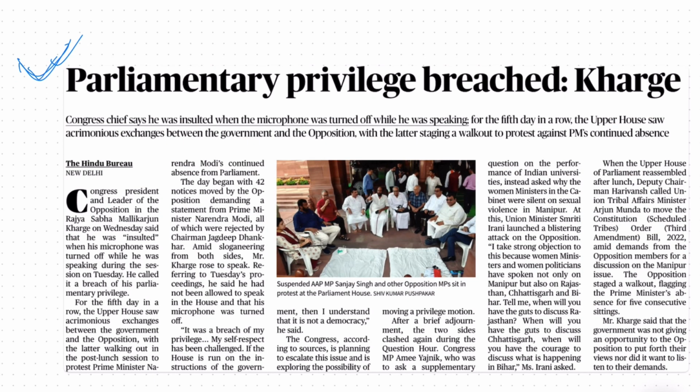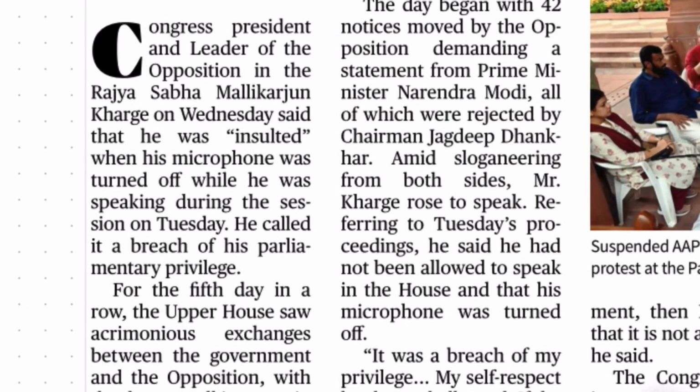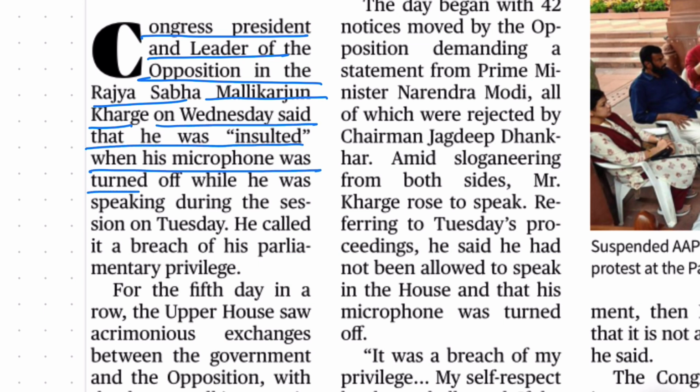And here is the next article: parliamentary privileges breached. The Congress president and the Leader of the Opposition in the Rajya Sabha, Mallikarjun Kharge, said on Wednesday that he was insulted when his microphone was turned off while he was speaking during the session on Tuesday. He called it a breach of his parliamentary privileges.